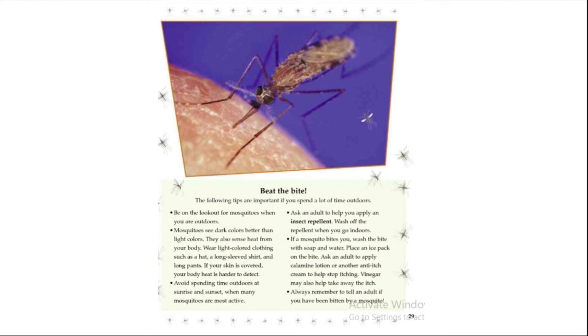Ask an adult to help you apply insect repellent. Wash off the repellent when you go indoors. If a mosquito bites you, wash the bite with soap and water. Place an ice pack on the bite. Ask an adult to apply calamine lotion or another anti-itch cream to help stop itching. Vinegar may also help take away the itch. Always remember to tell an adult if you have been bitten by a mosquito.